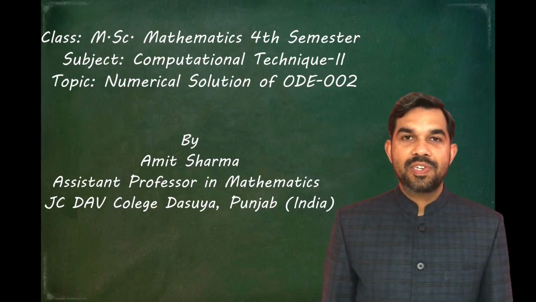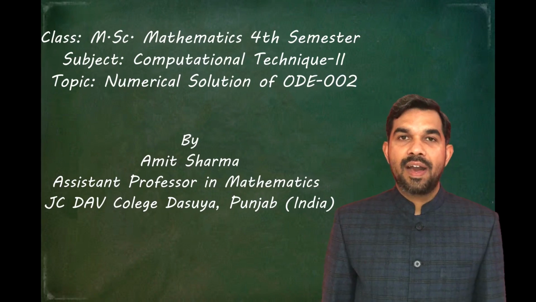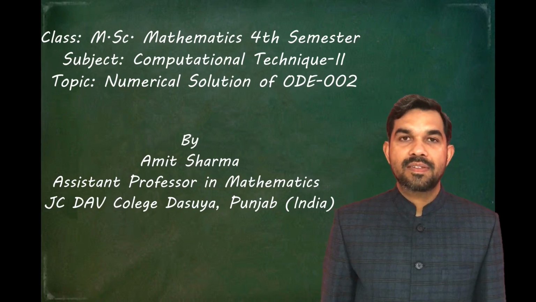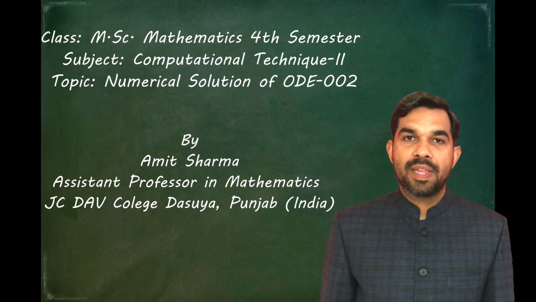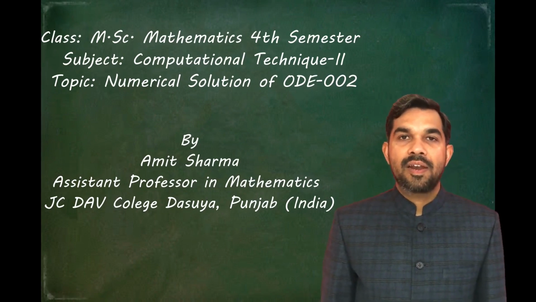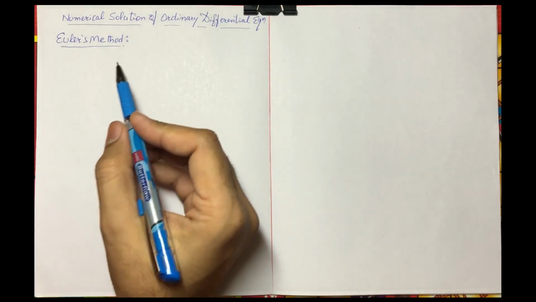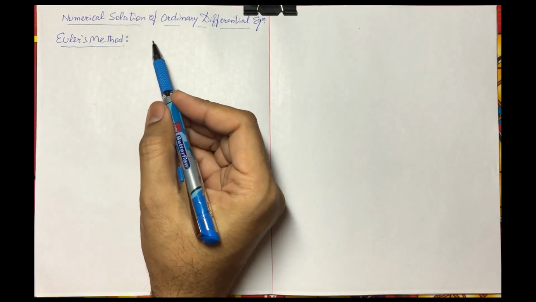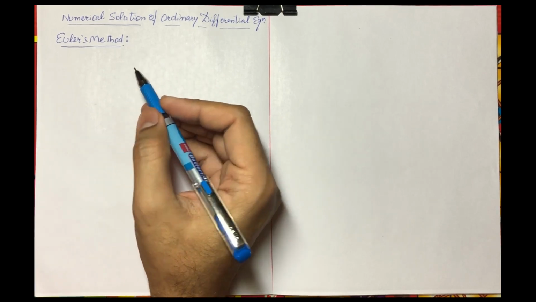This is in continuation to our previous lecture, numerical solution of ordinary differential equation. We will discuss Euler's method, then the modification of Euler's method, and then at last we will discuss Runge-Kutta method. Euler modified method is an iterative method, whereas Euler and Runge-Kutta methods are direct methods. In this lecture, we will discuss numerical solution of ordinary differential equation using Euler's method.